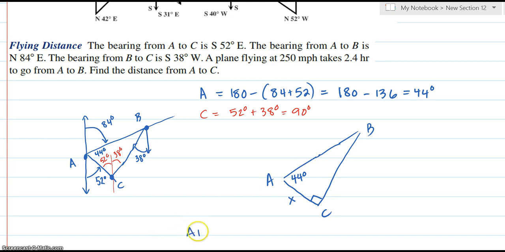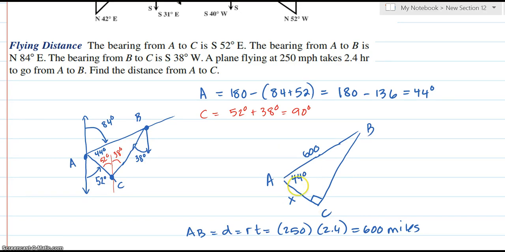So what is AB? AB is a distance, and we know distance is rate times time. And the rate is 250 miles, I'll do it that way this time, times 2.4. But you can see that the units do work out because this is miles per hour, multiplying by hours, and they do cancel. So what is that going to be? 600 miles. So we know that is 600 there. So I'm done. I'm ready to use my trig.